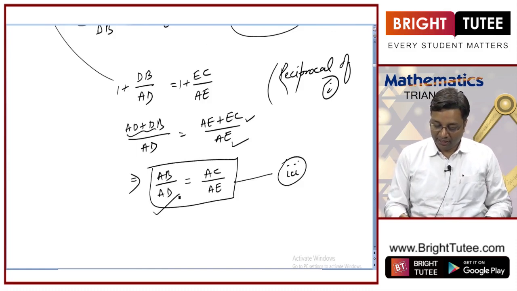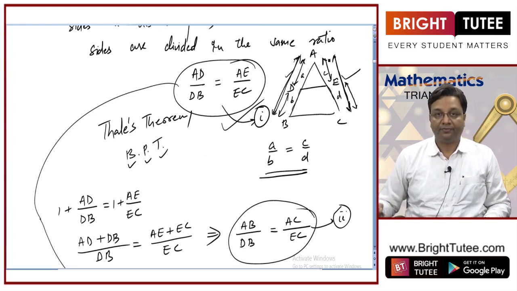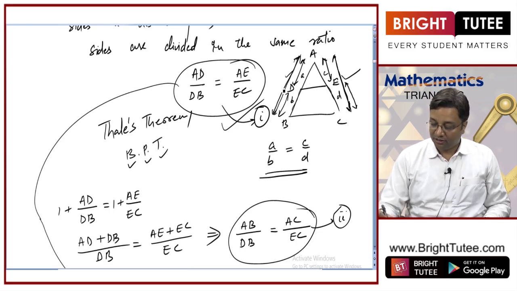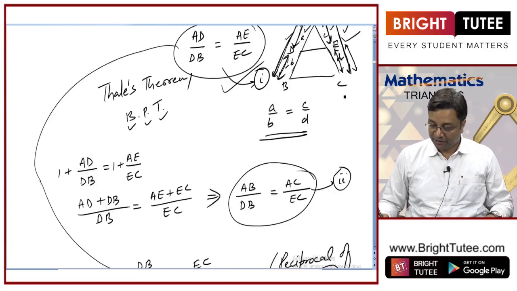What does this result show us? AB by AD: this complete side AB divided by this portion is equal to this complete side AC divided by this portion. So, what are the results that we have got? These portions divided by this is equal to this divided by this, right. And if you take the complete side AB and divide it by any of these two portions, then on the other side you can take AC and the corresponding portion.